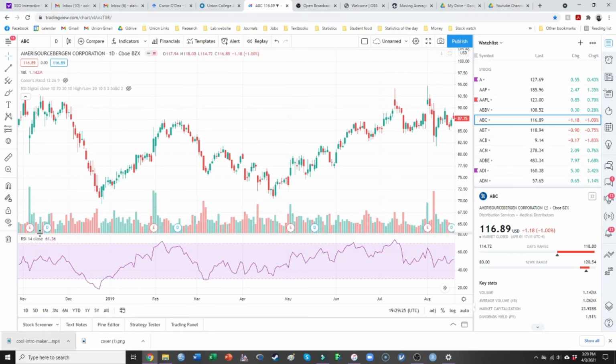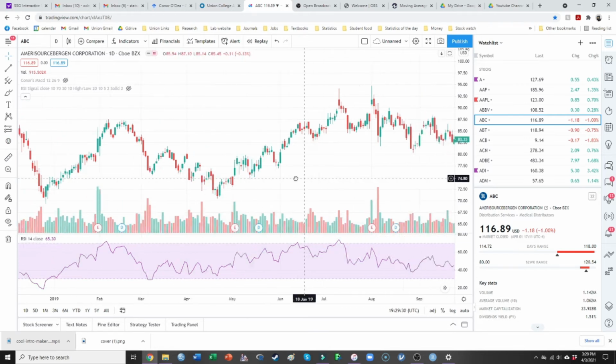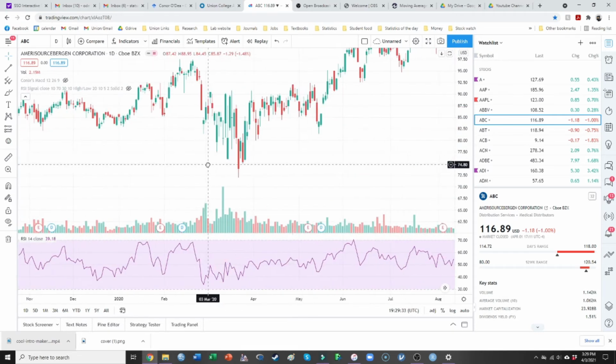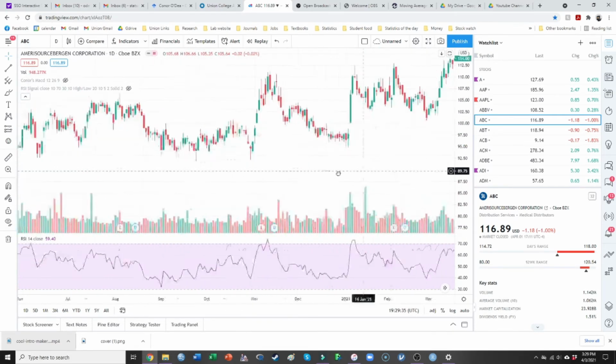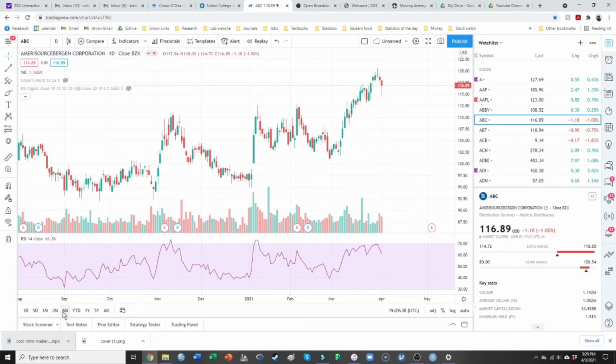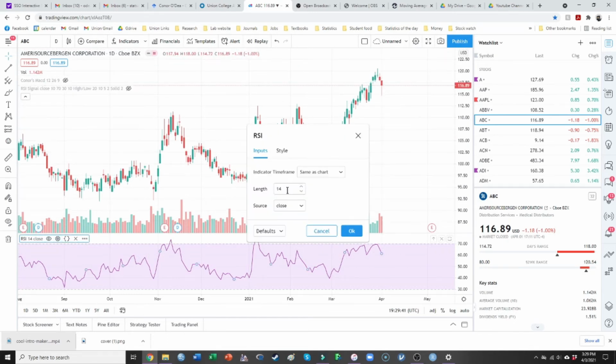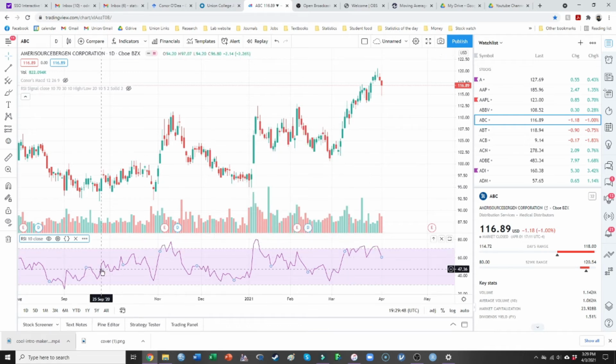Again, a lot of people just stick with the default 14 period RSI. But what I have recently shifted to is using the 10 period RSI, so I'm going to change this to the 10 period. You're going to see a few more signals on the 10 period RSI. Right here we see a signal where we hadn't previously on the 14-day, but it's working the same. If it drops below 30, that's your buy indicator. If it goes above 70, that's your sell indicator.